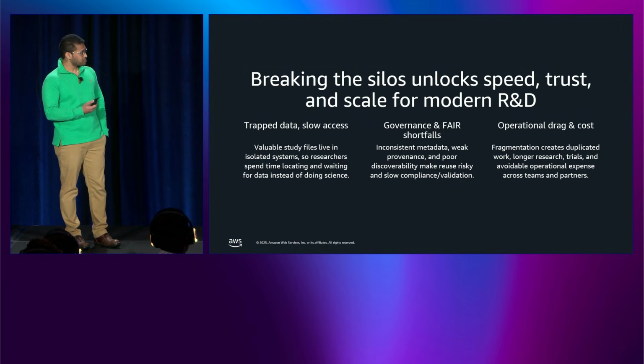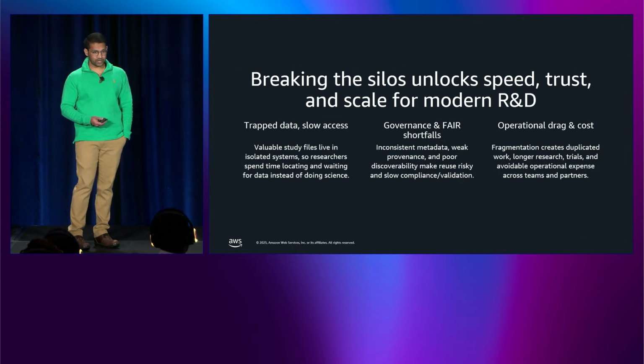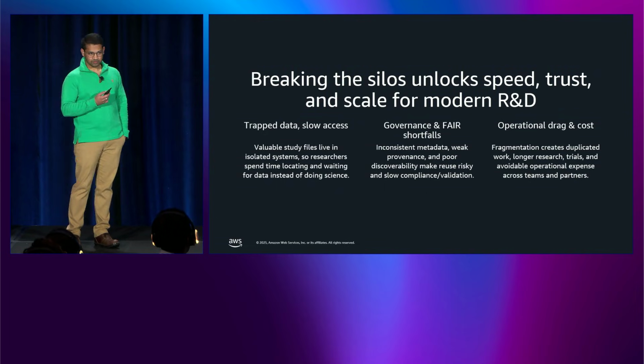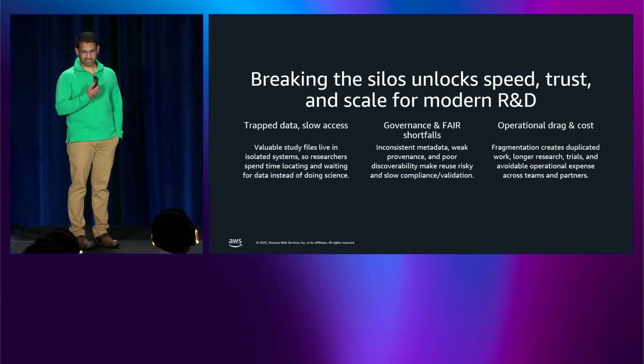Our team's mission is very straightforward. We are here to break down the silos, unlock speed, trust, and scale. When the data is locked in silos, we lose speed. When compliance, lineage, and consent are not clear, we lose trust. And without platform-level patterns, we cannot scale.